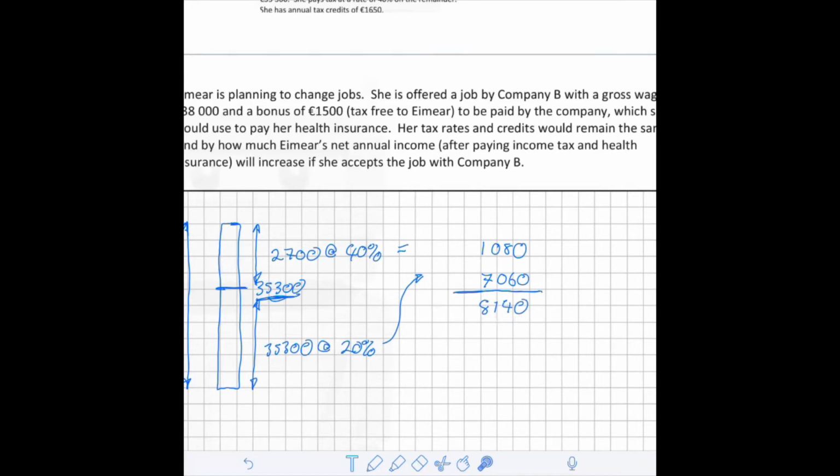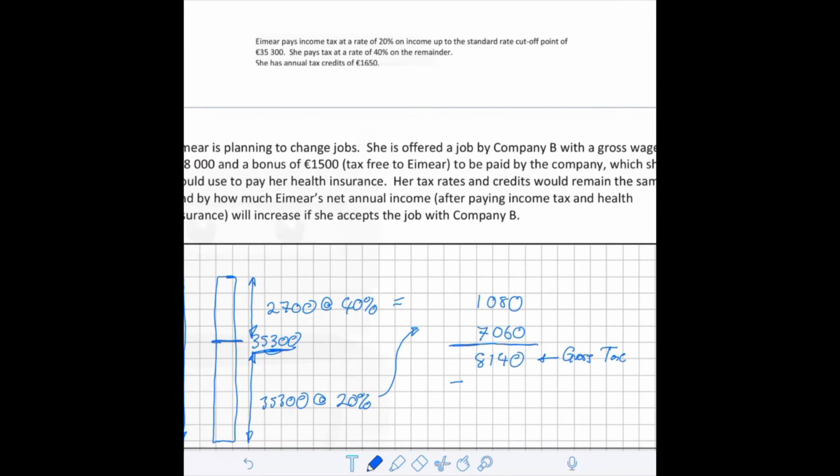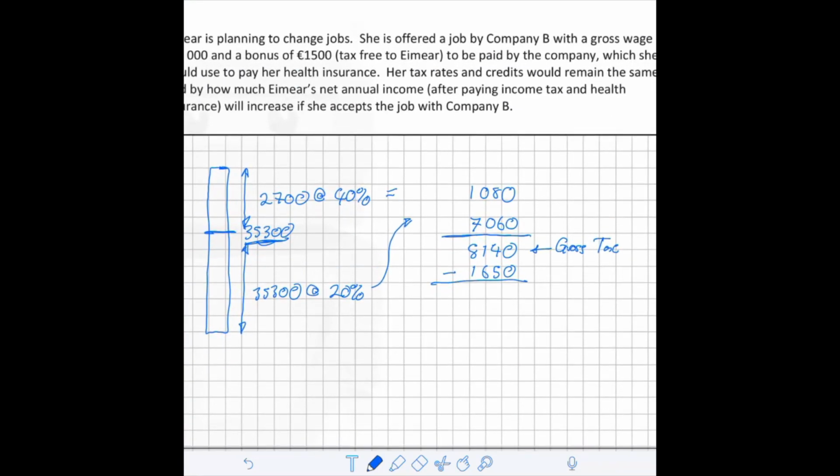There it is there. But she won't end up paying that amount of tax, because that's her gross tax. She'll end up paying that less her tax credits, which were 1650. Which is 6490. Sorry, that's the amount of income tax she's going to have to pay.